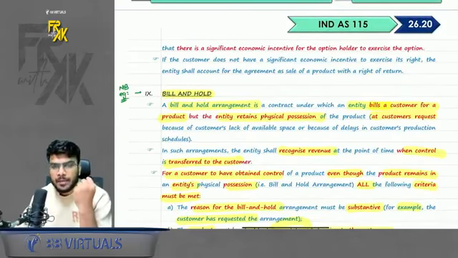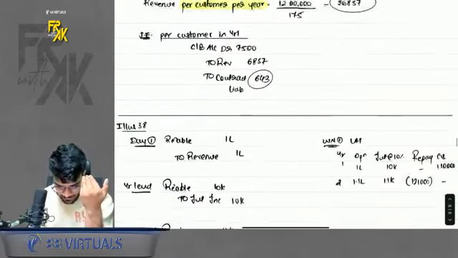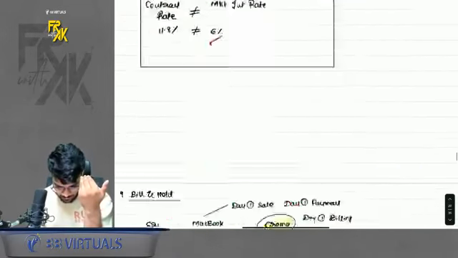Next point is bill and hold. Now what is the meaning of bill and hold? Sometimes what happens is, a company sells any product to a customer. Please have a look, one sec.